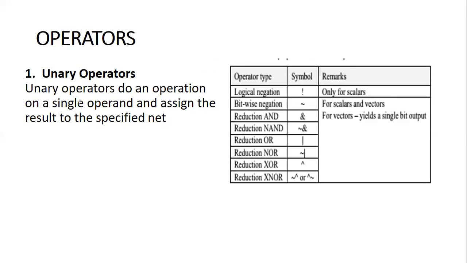Unary operators do an operation on a single operand and assign the result to a specified net. Net is nothing but a wire in Verilog. We'll see nets in the data types. So in unary operators, I have logical negation, bitwise negation, reduction AND, reduction NAND, reduction OR, NOR, XOR, XNOR. So these are operators. For logical negation, I can use this. Bitwise negation, this one. Reduction AND, OR, NOR, XOR and XNOR.